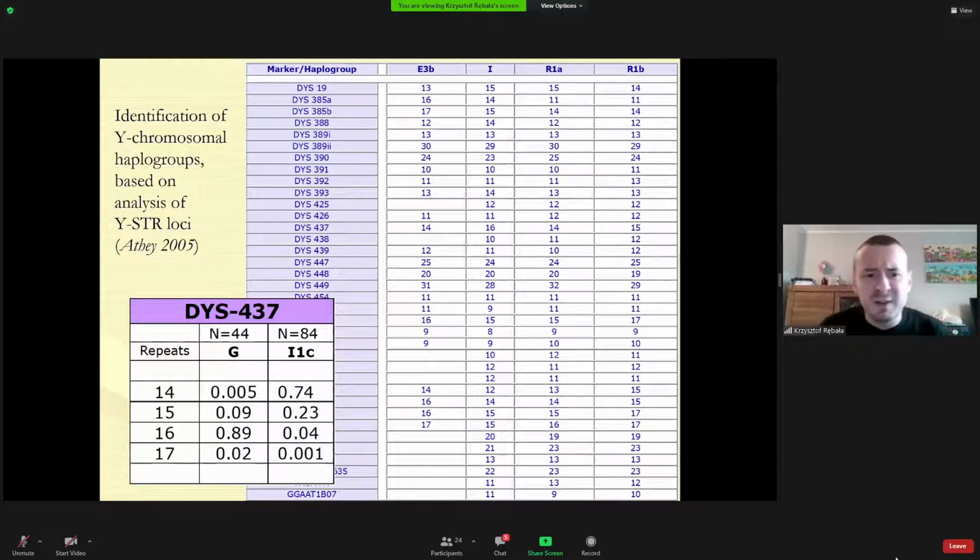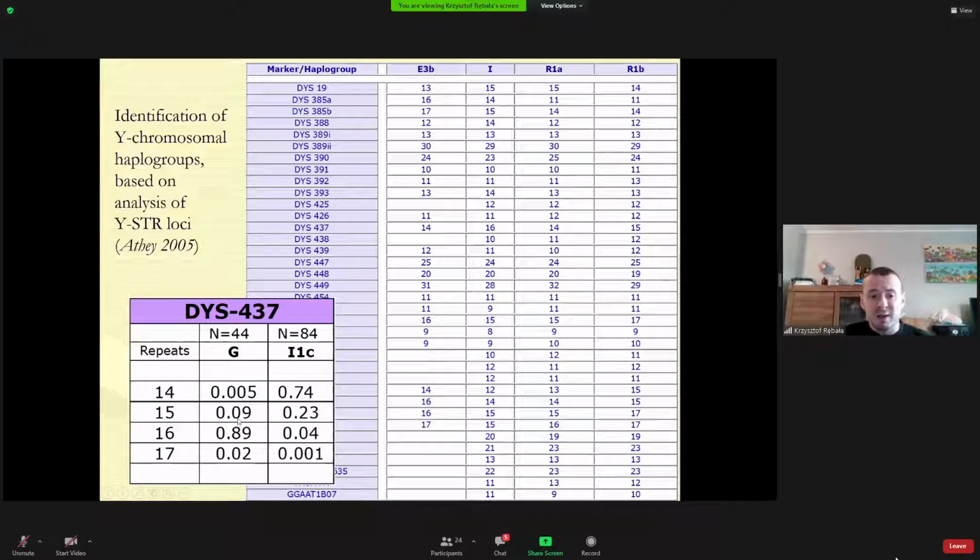Please take a look. This is one of the STR markers which is used in forensic genetics, DYS437. Here you can see that two haplogroups, haplogroup G and haplogroup I1c, have totally different frequencies of different alleles. So if I detect allele 14 in my sample, it is much more likely that this person belongs to haplogroup I1c than to haplogroup G, because in haplogroup G this allele occurs, but it's very, very rare.